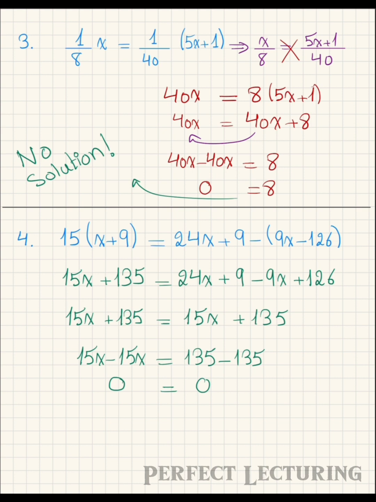So the difference between number 3 and number 4 is that in number 3, it is always wrong to have 0 equals 8, which gives no solution. However, in number 4, it is always true to say 0 equals 0. What does it mean to say that it's always true? This means we have infinitely many solutions. No matter which x you plug into the equation, it's going to work. That's the case when you end up with a right statement like 0 equals 0, 4 equals 4. So we end up with infinitely many solutions.